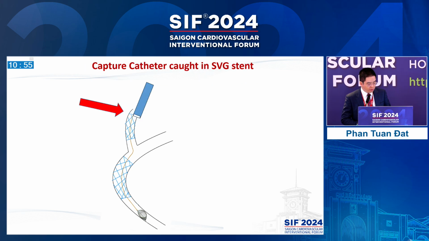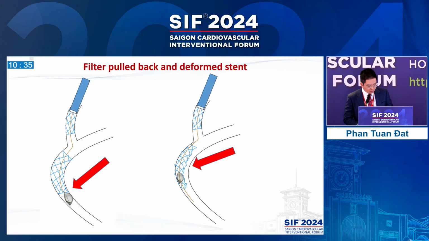The first one: when we retrieve, the catheter is unable to cross the SVG stent, leading to failure in the filter retrieval. I think the stent is not fully expanded after the post-dilatation, and I think the catheter is not coaxial within the stent. That's why the retrieval catheter cannot cross the SVG stent in that case.